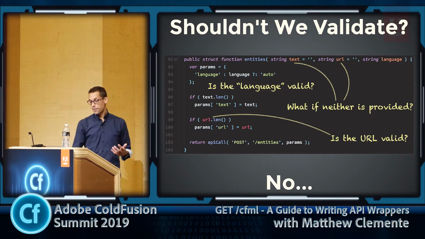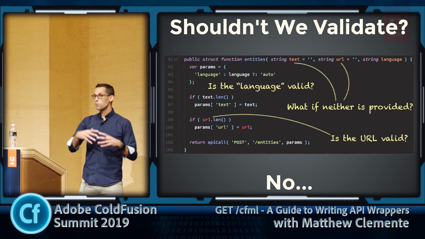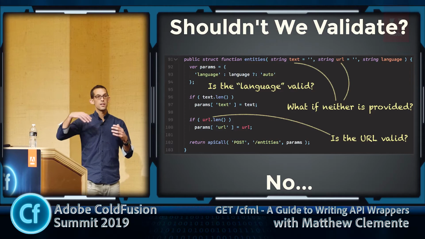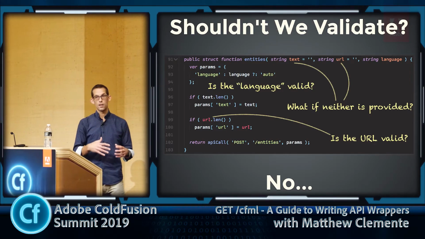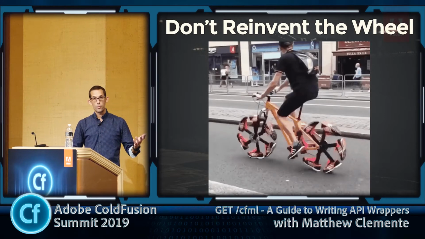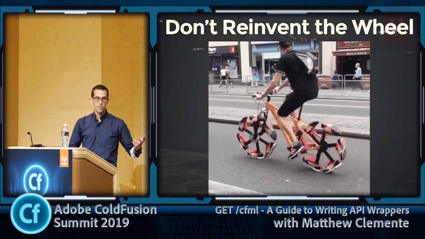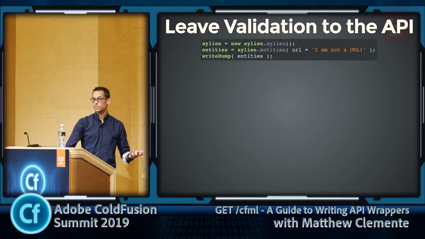Shouldn't we be doing something to make sure that the data we're working with is okay? And if you're writing an API wrapper, my opinion is the answer is no. You're writing a wrapper for the API. The API itself is what should be doing the validation of the data. Most of them do. So don't reinvent the wheel. Don't do that validation that they're already doing. Take the user's data, pass it to the API, and give them the API's response.